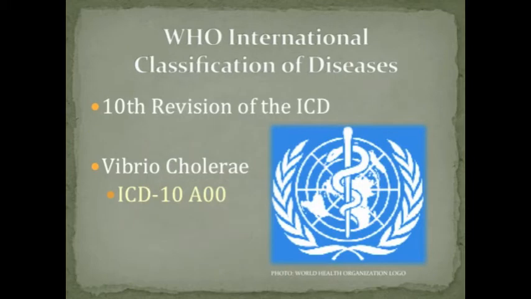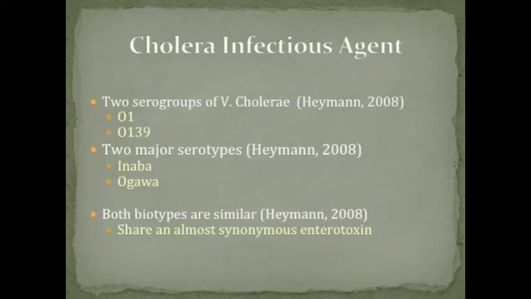The World Health Organization International Classification of Diseases has their 10th revision of the ICD. Vibrio cholerae is ICD-10 A00. Cholera infectious agent. There are two serogroups of Vibrio cholerae, O1 and O139.